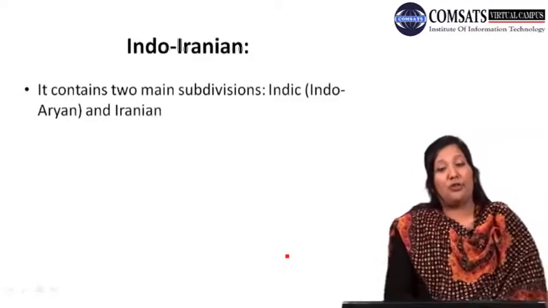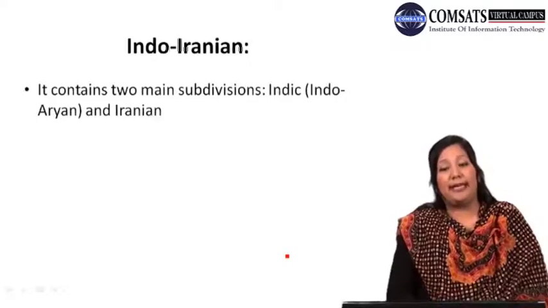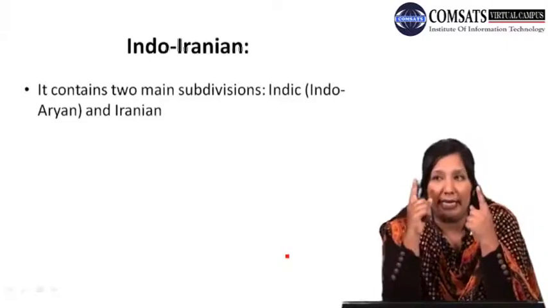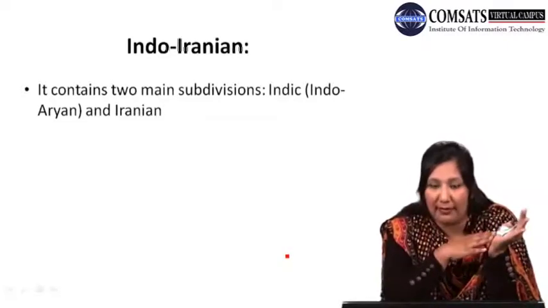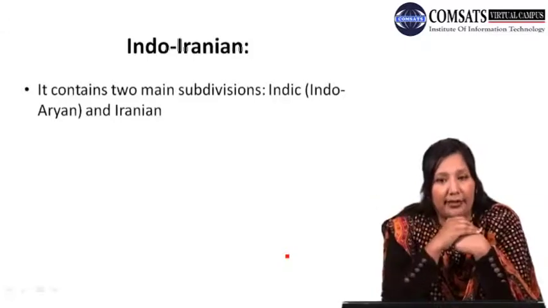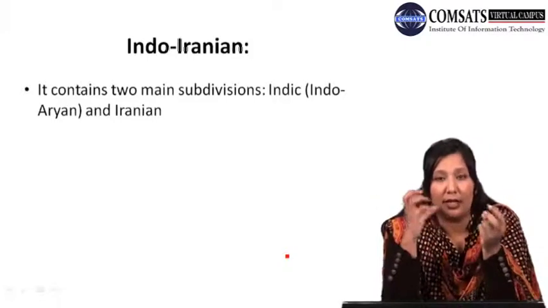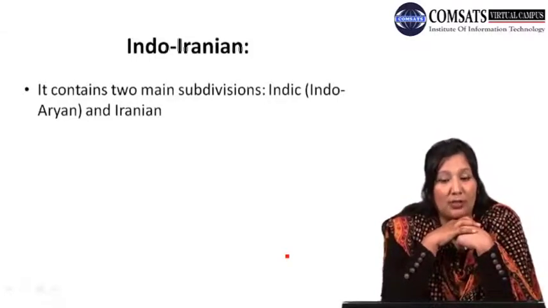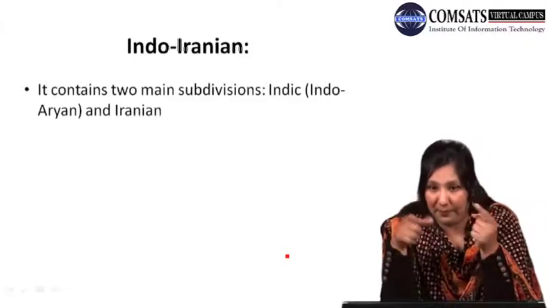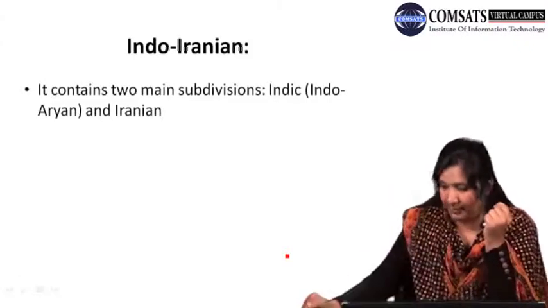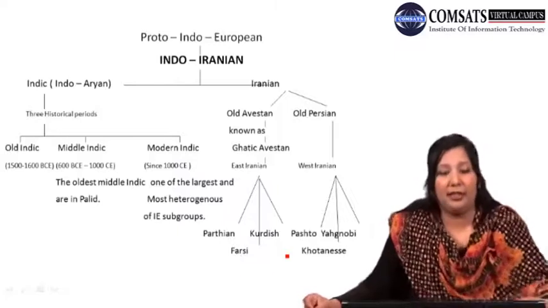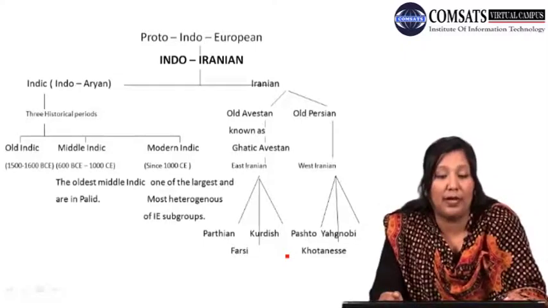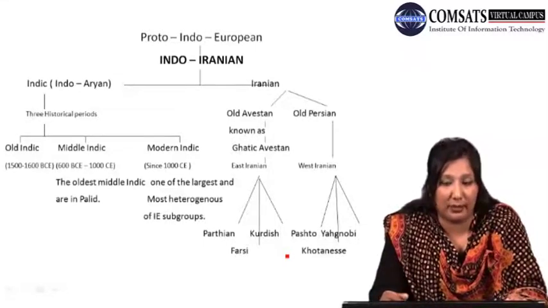Indo-Iranian contains two main subdivisions. The one is Indic and the second is Iranian. On one hand we'll have Indic, on the other hand we'll have Iranian. Indic is also said to be Indo-Aryan, a language that was also known as Indic at some time. As you can look at the map given over here, you can look at the divisions of the Indo-Iranian language as well.